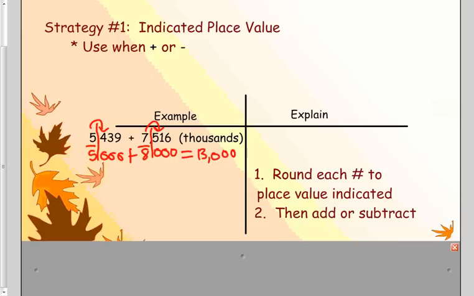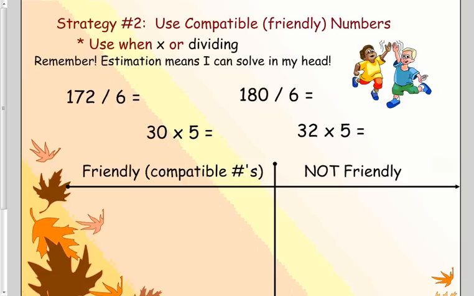All right. The next strategy is compatible numbers or friendly numbers. And this we use oftentimes when we multiply or divide. And first thing we're going to do is do a little bit of sorting. This problem right here, 172 divided by 6. I don't know about you, but I'm going to have a really hard time doing that in my head or doing it without showing my work on paper. So I'm going to put this in the category of not being friendly. Not friendly or unfriendly means I need a calculator or to show my work.